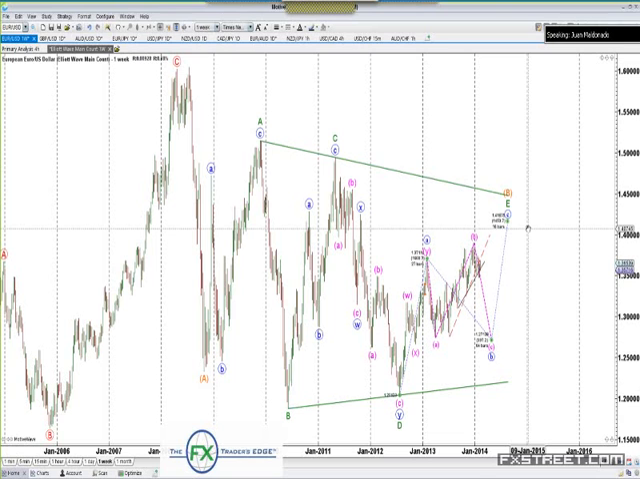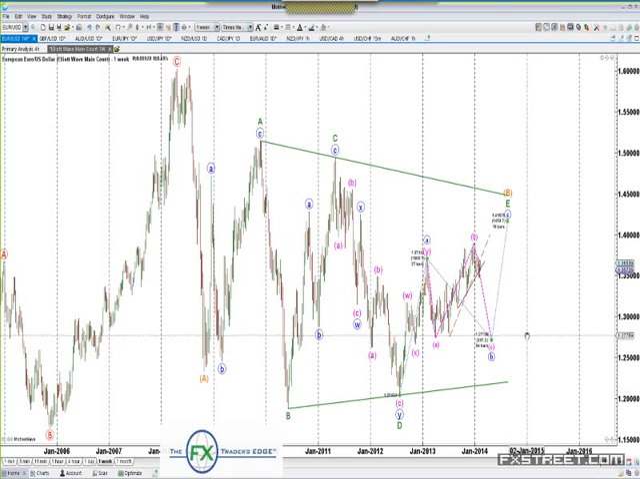Of course, we have been spending a lot of time studying each part of the movements from the weekly chart to the 5-minute chart with the rules and the guidelines of the theory. So that's the plan. The plan right now, something simple, is that we are going down. We are going down to the 127.45.